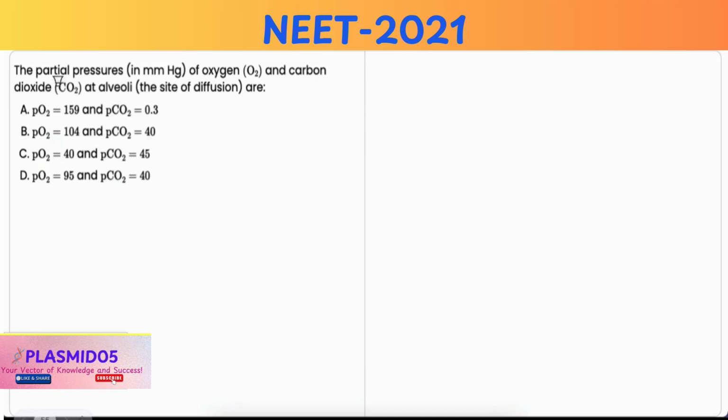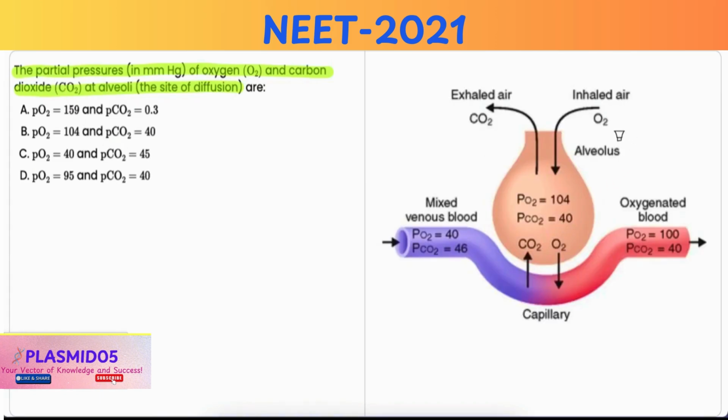In this question, you have to identify the partial pressures of oxygen and carbon dioxide at alveoli, that is the site of diffusion. Now, alveolar partial pressure of oxygen is 104 mm of Hg, that is mercury, and alveolar partial pressure of carbon dioxide measures about 40 mm of mercury. Hence, the correct answer is option B.